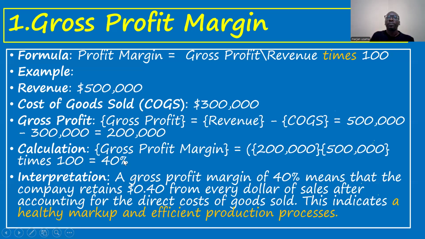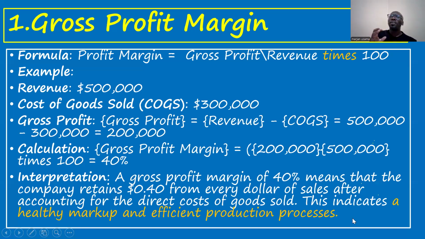So number one, you have to calculate the gross profit because you are going to use it in the formula. The formula for getting the gross profit is the revenue minus the cost of goods sold. This is how you are going to get the gross profit, which you will use in your formula. So what is the meaning of this? A gross profit margin of 40% means that the company retains 0.4 from every dollar of sales after accounting for the direct cost of goods sold. This indicates a healthy markup and efficient production process.